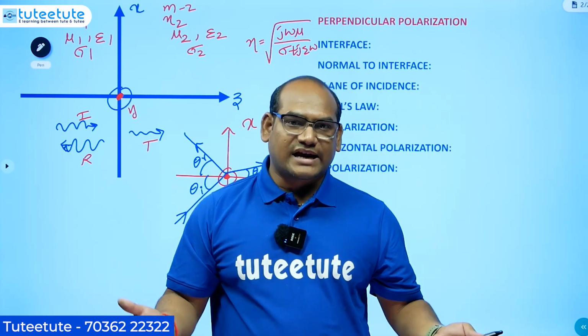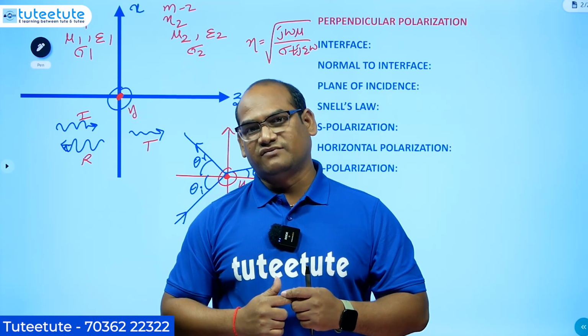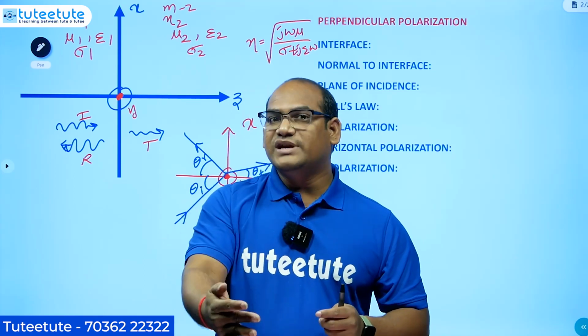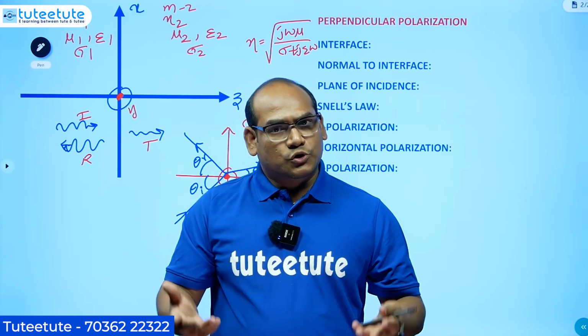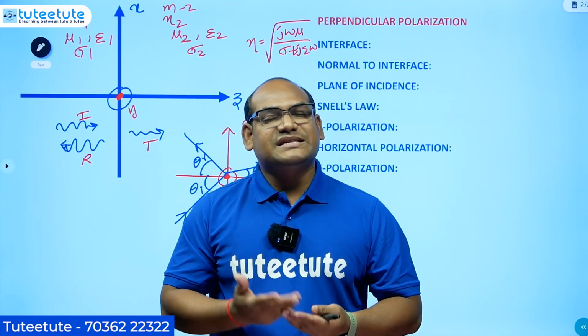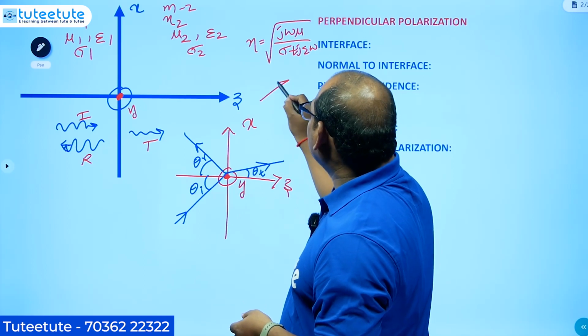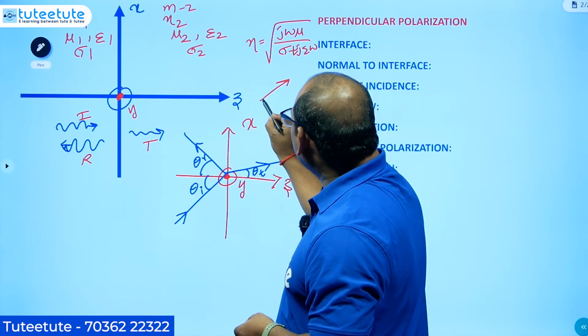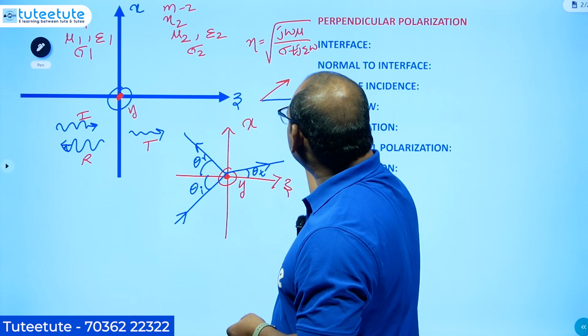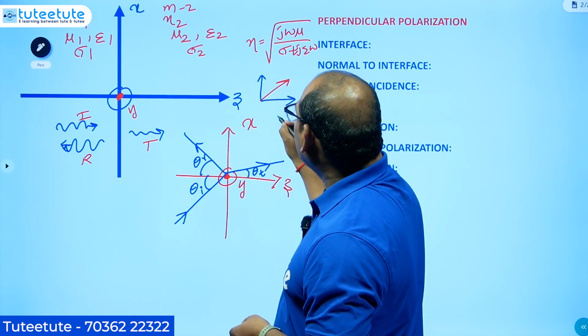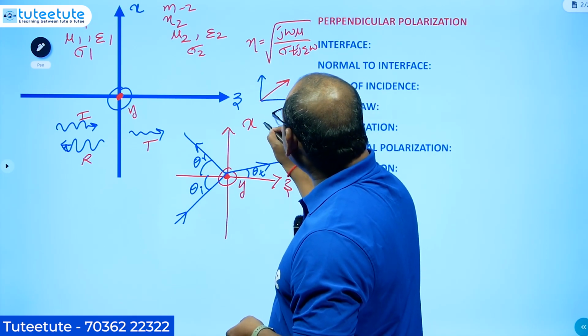Whatever the orientation of the electric field, whatever the orientation of the magnetic field, we can resolve those fields into two fields: one is the parallel polarized field, and the second is the perpendicular polarized field. To understand that, for example, this is the electric field. We can resolve this into two vectors, one parallel and the second perpendicular.